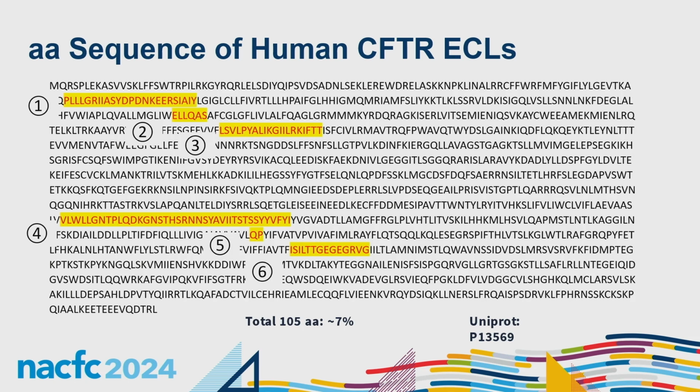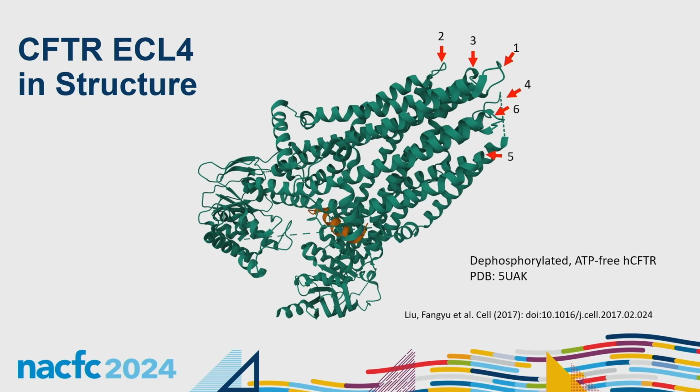So what do they look like? We are especially interested in extracellular loop number 4 because it is the longest and it has some characteristic amino acids that could potentially interact with DNAJB9. So today we're going to focus on ECL4. This is the dephosphorylated, ATP-free human CFTR, and we can easily find them: 1, 2, 3, 4, 5, 6.